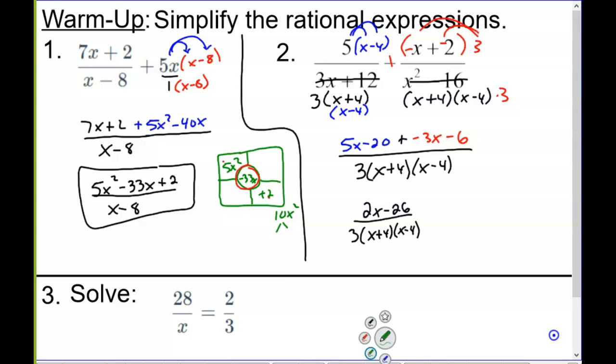And in my head, I'm thinking, okay, you know what? I got a new numerator. This numerator could be factored as 2 times x minus 13. But that doesn't help us at all because I don't have a factor of 2 or a factor of 13 that's going to reduce out. So in this case, I'm happy with the answer 2x minus 26 over 3 times x plus 4, x minus 4. If you wrote it and factored the top out in green, that would be acceptable as well.